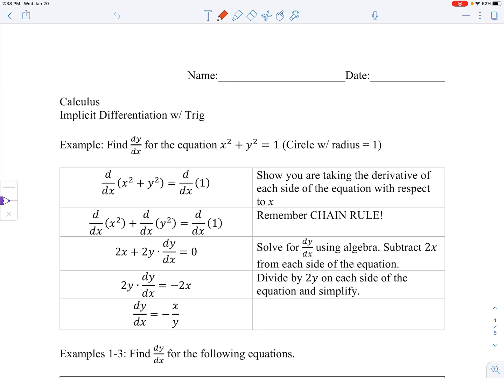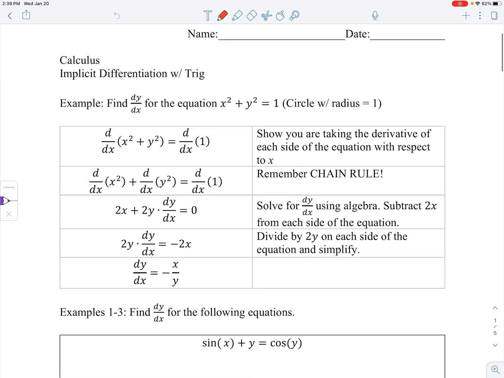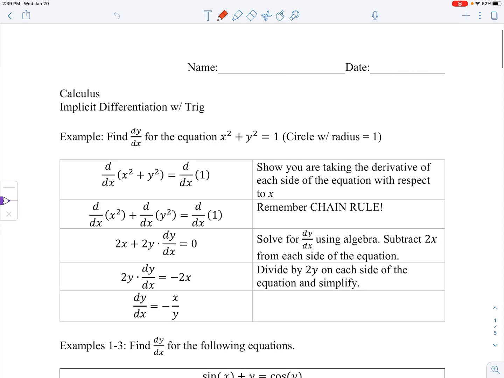So in this video, we are going to look at using implicit differentiation in order to find dy over dx, so the derivative of y with respect to x, for equations that have trig in them. And remember, we use implicit differentiation when we have an equation where we can't explicitly solve for y. So we can't get y by itself on one side of the equation and then its rule in terms of x on the other side of the equation.